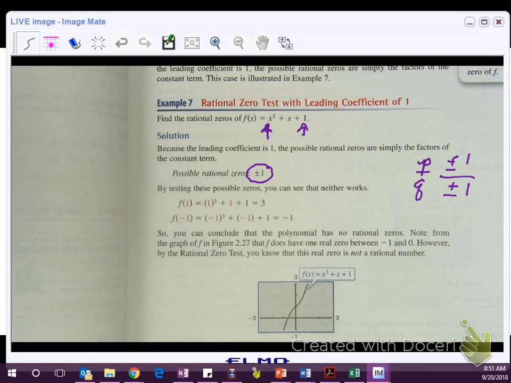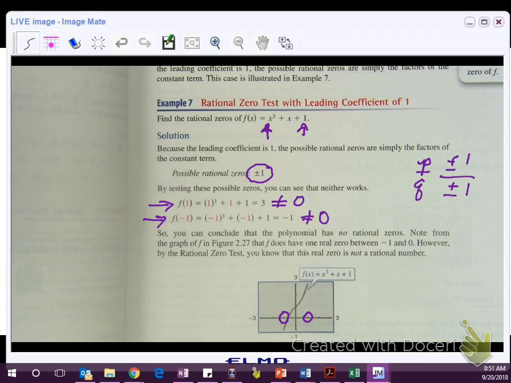Now, in this case, we just graphed it here, and you can see that it is not crossing at either plus 1 or minus 1. There's no root there. That tells us that there is no rational zero. But we did that by plugging in the 1 and the negative 1, like what you were just doing, to evaluate them. We use this function, x cubed plus x plus 1. We plugged in a 1 for all the x's. When we plug in positive 1, we get a 3, which is not equal to 0. When we plugged in negative 1, we got negative 1, which is not equal to 0. If neither of these are equal to 0, there is no rational root. It is crossing the x-axis, but it's crossing at an irrational number.